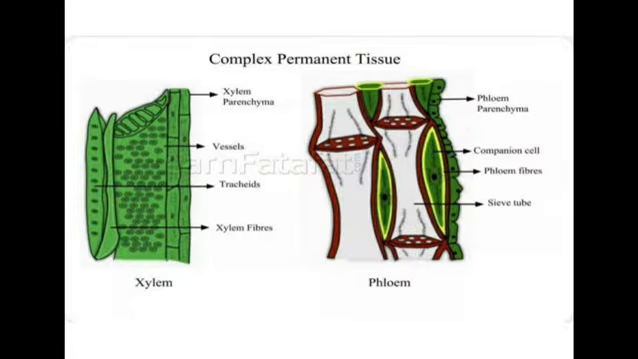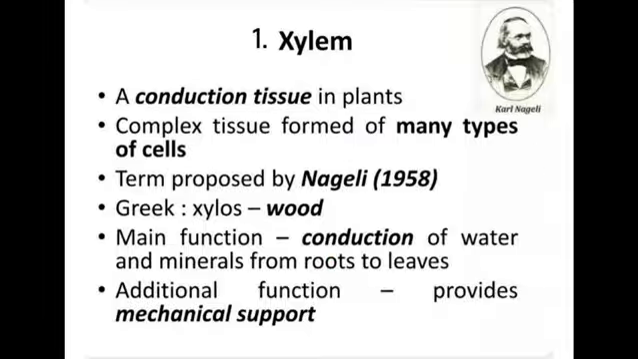Here we can see the complex permanent tissues such as xylem elements, xylem parenchyma, vessels, tracheids, and xylem fibers. Then phloem elements, phloem parenchyma, companion cells, phloem fibers, and sieve tubes. Let us see about xylem in detail.